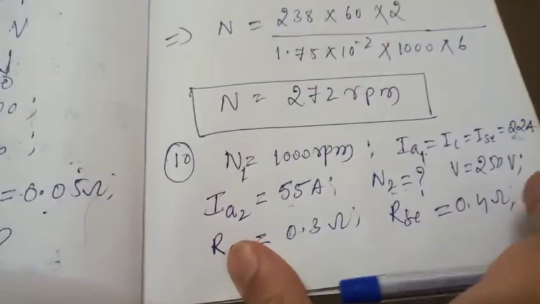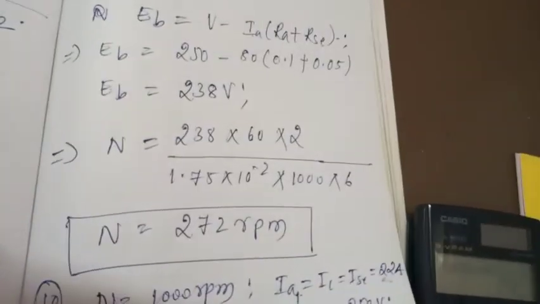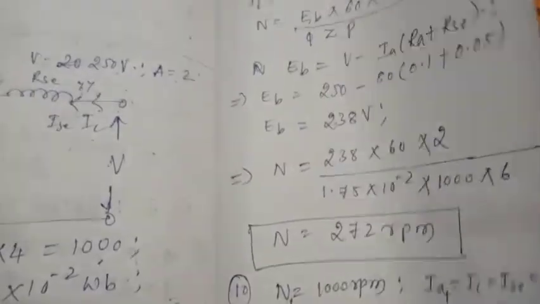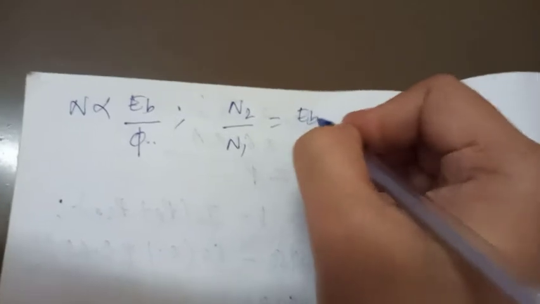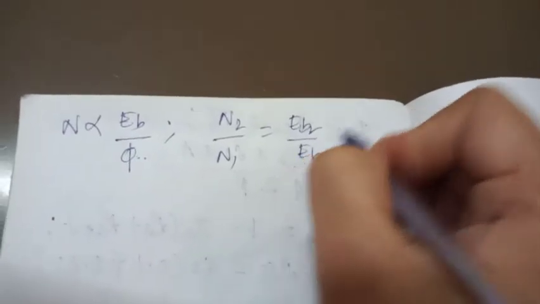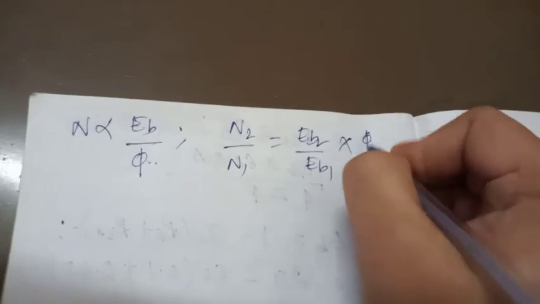To calculate this, we have a formula. N is directly proportional to EB by phi. But in a series motor, phi is not constant. In a shunt motor, phi is constant. So N2 by N1 is equal to EB2 by EB1 into phi 1 divided by phi 2 is the formula.